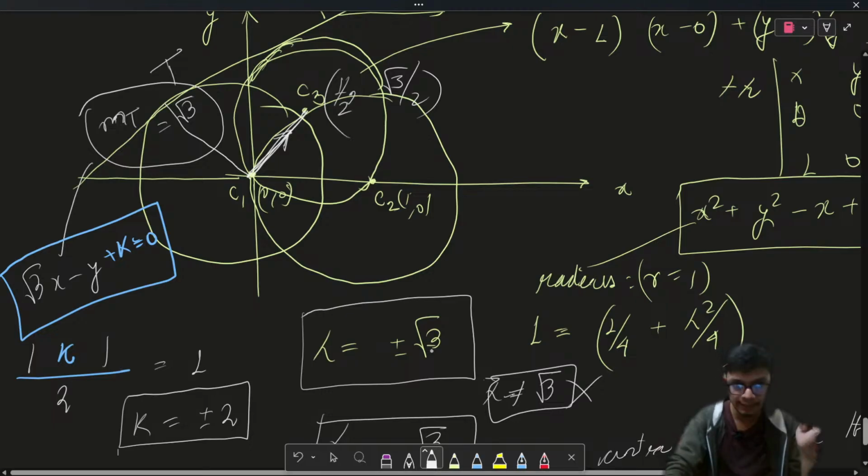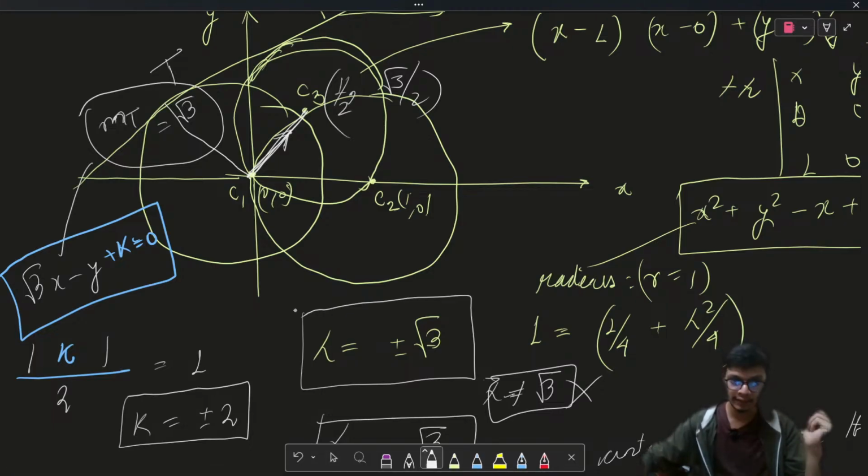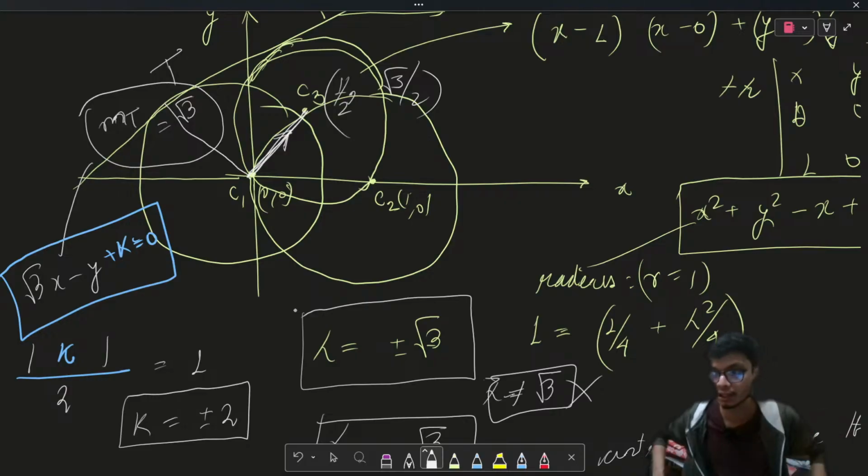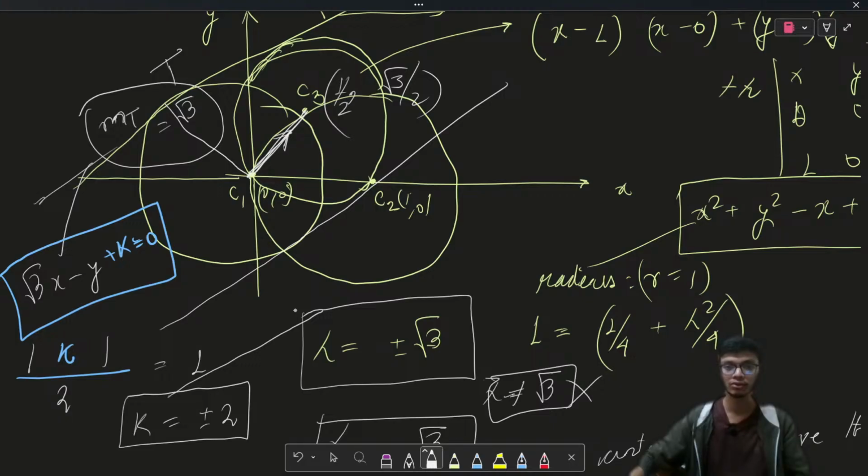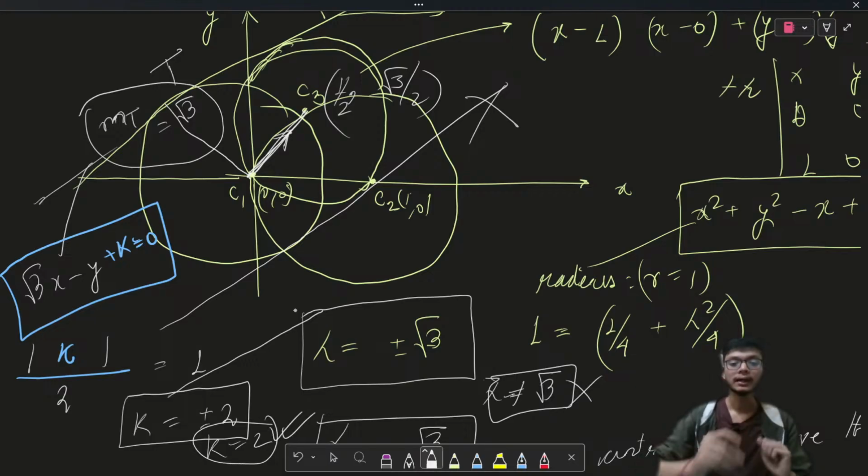From the figure it can be easily interpreted that if I take k equal to plus 2, it is going to be this particular line, and similarly if I take k equal to minus 2, it is something like this, which is passing through C2. So that I cannot take. I can only take this when the value of k is equal to 2. Okay, I hope this is clear.